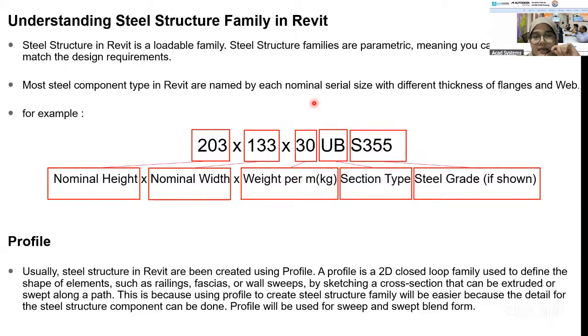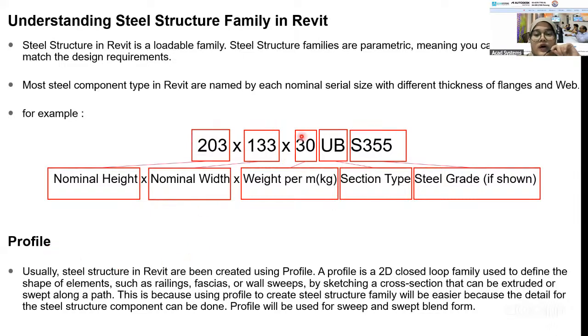Usually, if you load a steel column or steel beam, it will show you the type name like this. So each name here has its own definition. All right. So later on, I will use this example to create our beam.